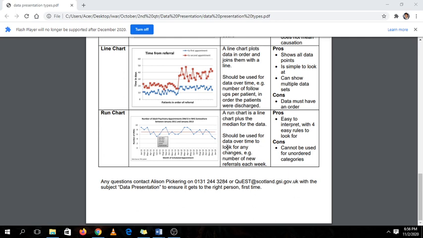It should be used for data over time to look for any changes. For example, the number of new referrals each week. It is easy to interpret with 4 easy rules to look for, and it cannot be used for unordered categories. So there should be an order, that's why again there is a time element, to ensure that there is an order.